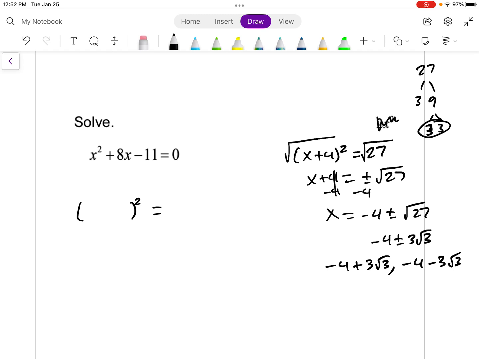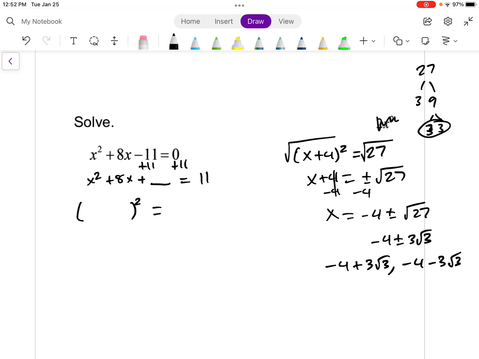So if I add the 11 over, I want to get it out of the way. So I have x squared plus 8x plus, I'm going to leave a blank there. Then I have 11 over on the other side. Well, think back to when we went from standard form to vertex form.